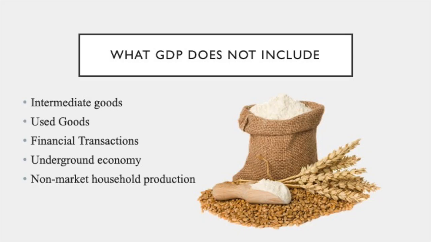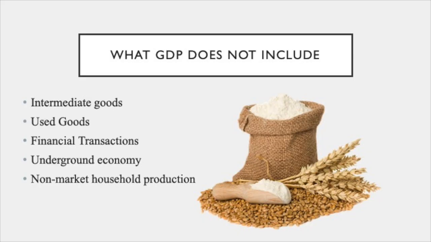Number two, used goods. GDP only counts production that happens in the current year. So if someone sells a used car, that sale doesn't add to this year's GDP because it was counted when the car was first sold as new. Then we have financial transactions. Things like buying stocks or bonds aren't counted in GDP because they aren't payments for goods or services being produced. They're just a transfer of ownership of existing assets.